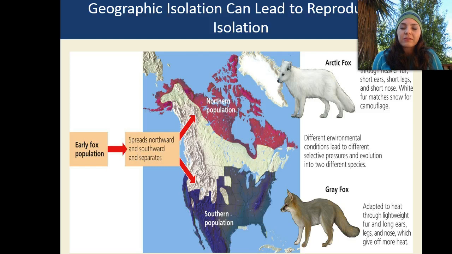So those foxes evolved into two different species. So if we tried to breed an Arctic fox and a gray fox together now, they wouldn't be able to produce viable offspring.